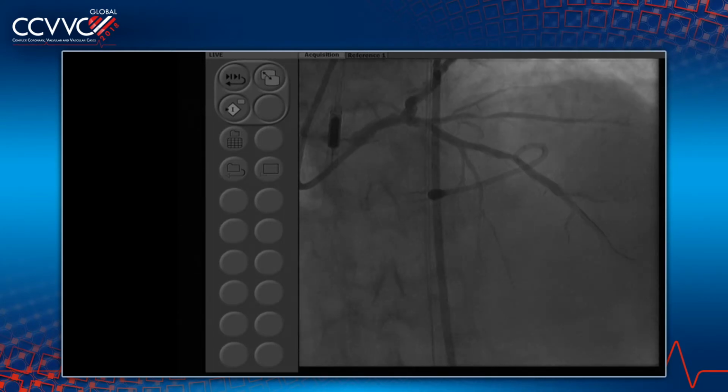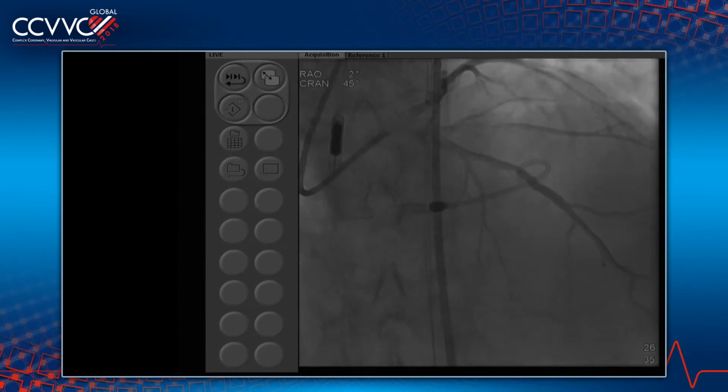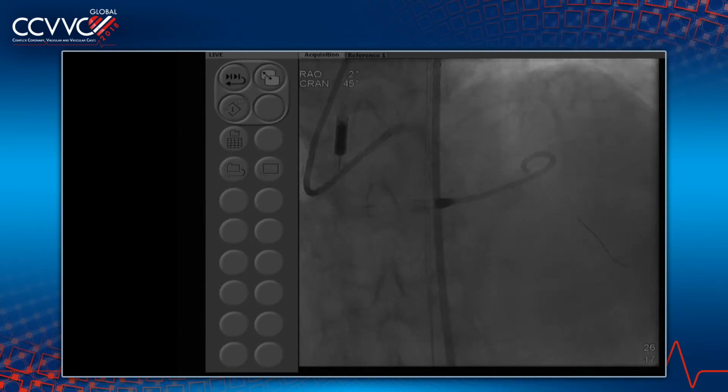Good. There we go. So there's a lesion in the diagonal. I assume that's the diagonal, right? Yeah, there's definitely a diagonal lesion there that needs to be treated. High definition. The question there is what to do with the left main, LAD.